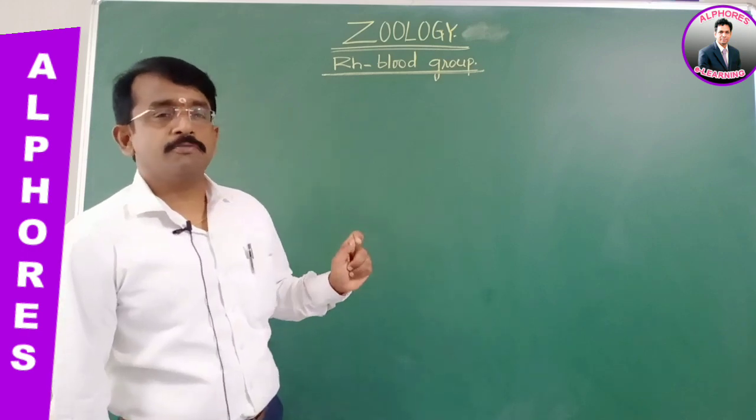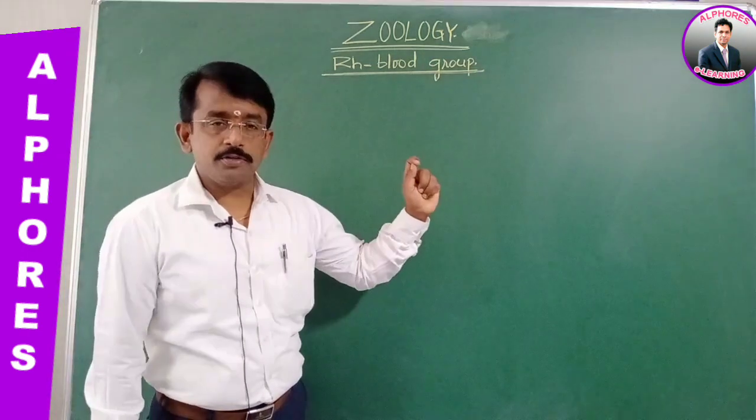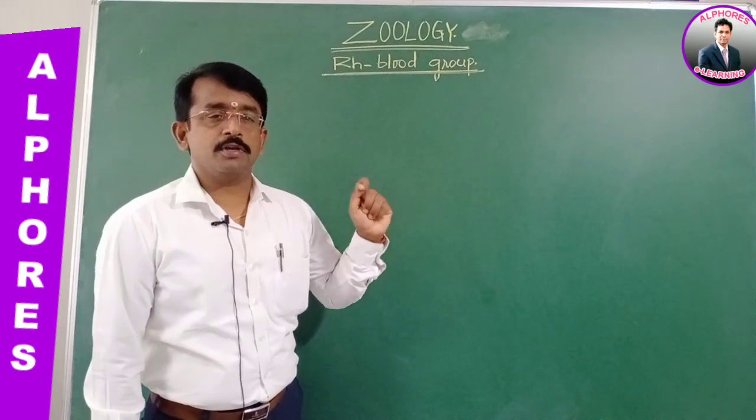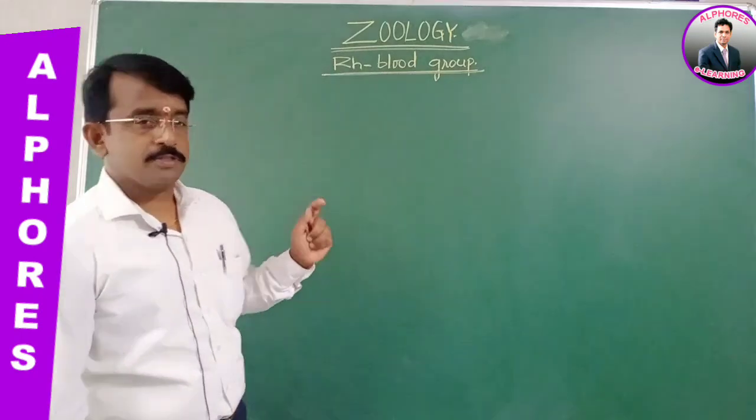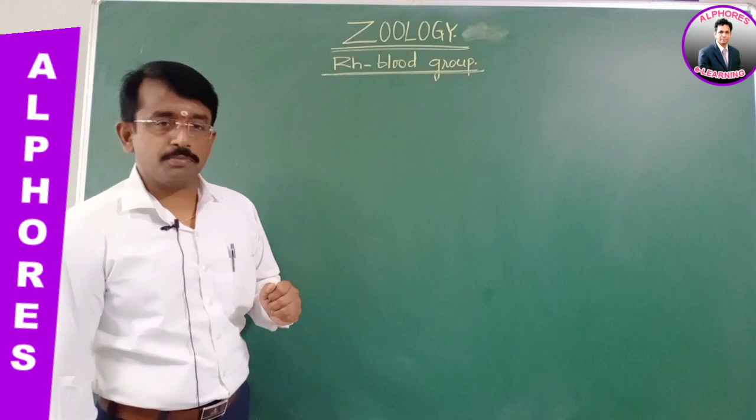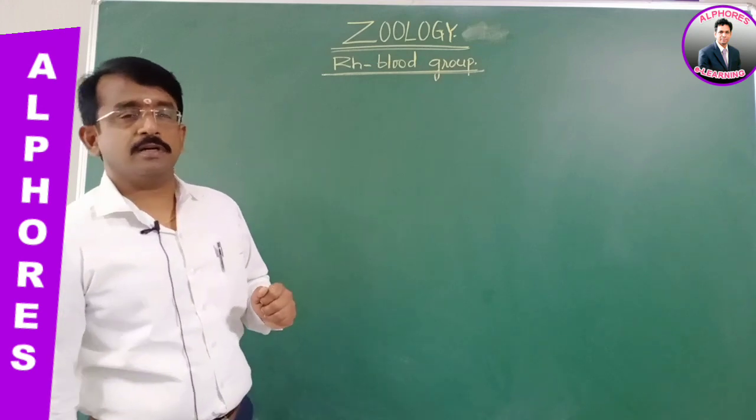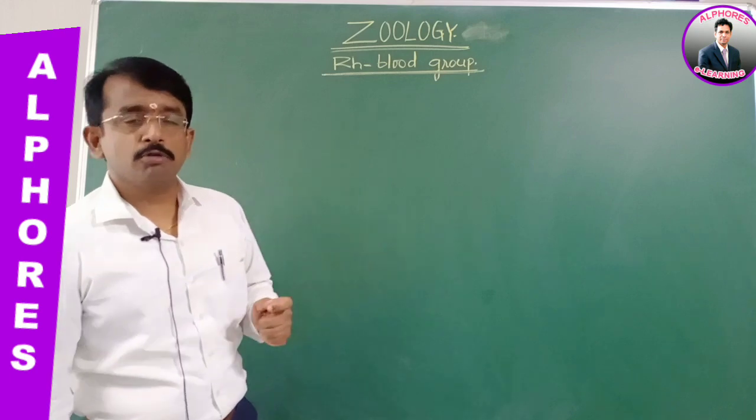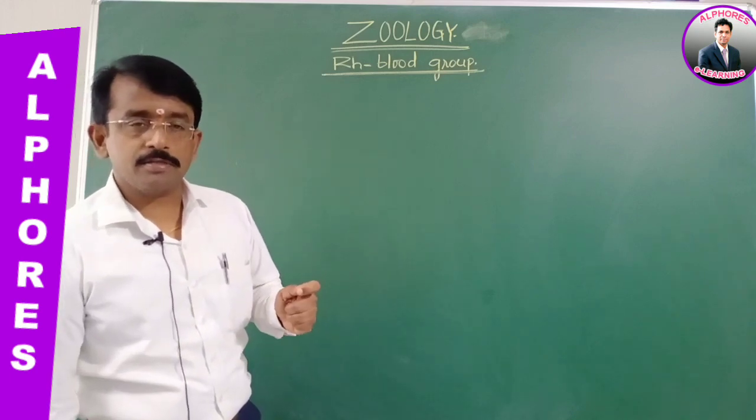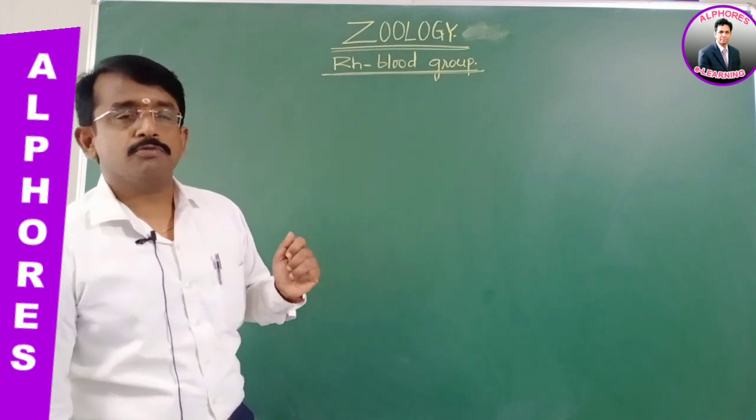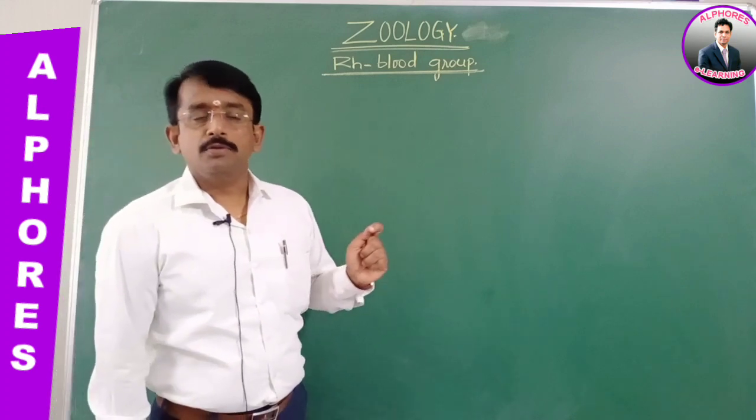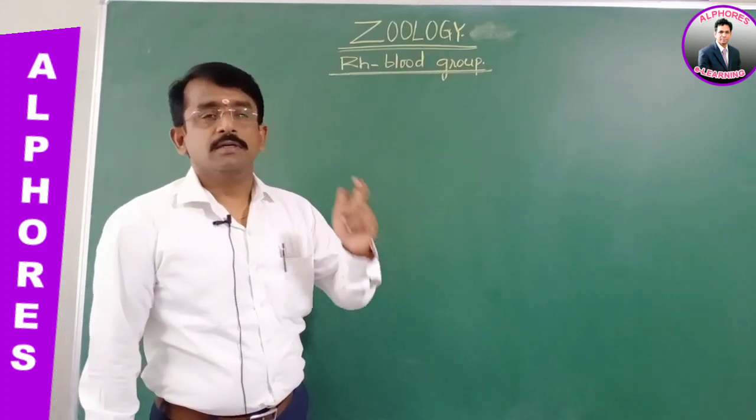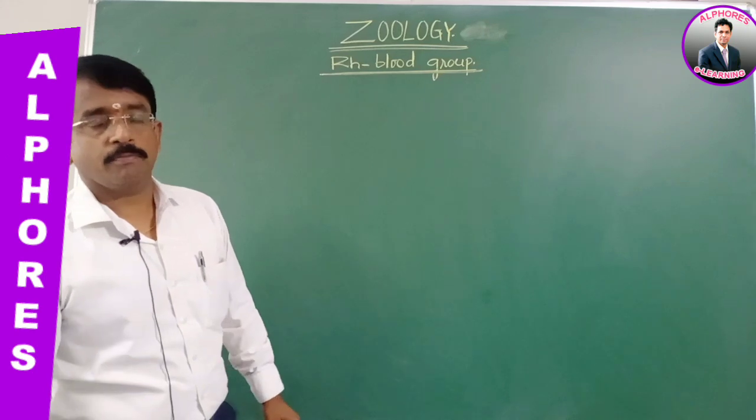A is a blood group which is with the A antigen in its RBC and the B antibody in its blood plasma. In the same manner, the B blood group is with the B antigen and it is with the A antibody. AB blood group is with the AB antigen and no antibody, whereas O blood group is with no antigen and it is with the A and B antibody.